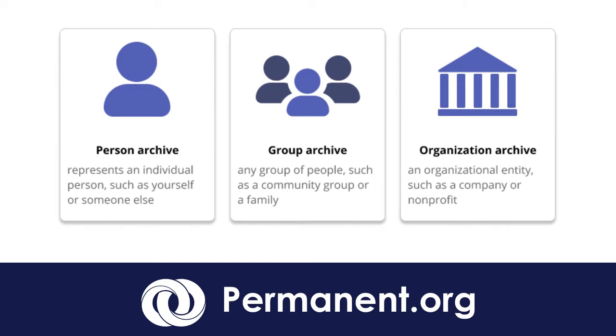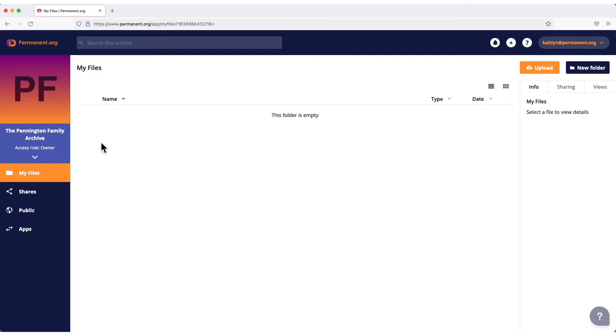In this example today, we'll be creating a family archive to document the photos, letters, and documents we have about a branch of our family tree. When your new archive is created, you'll land in your My Files or private workspace in your new archive. You can see what archive you're in by looking at the archive name and profile picture on the left side of the screen. Your My Files workspace is where you can save your files that you wish to keep private, or where you can work on organizing and describing your files privately before you share them in your public archive.